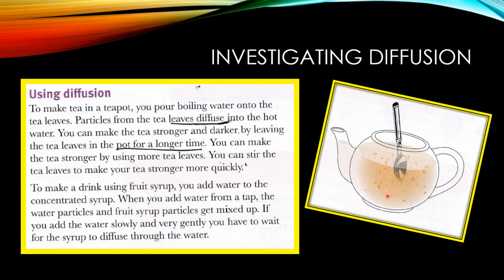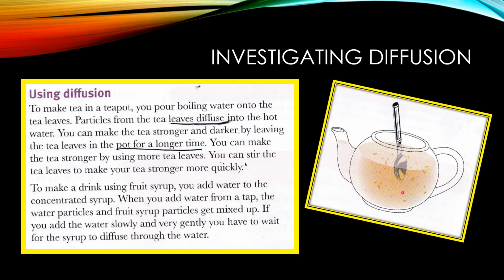So usually you know how to make tea, right? So when you make tea, you will pour the boiling water onto the tea leaves. So you can see from colorless boiling water, it turns to yellow. And if you leave the tea leaves in the teapot for a long time, you can see the color from yellow becomes a little bit brownish and dark brown, right? So this means by diffusion.